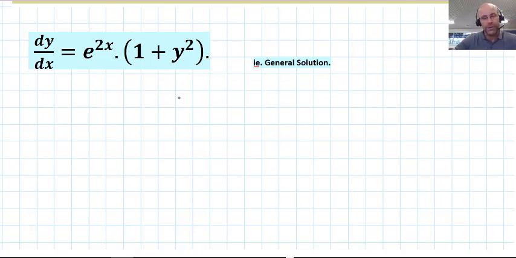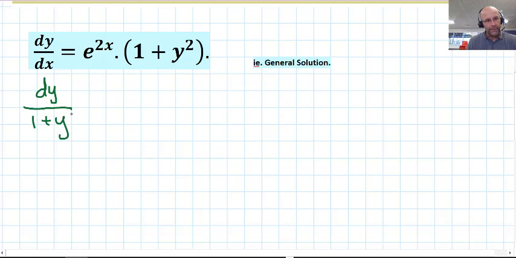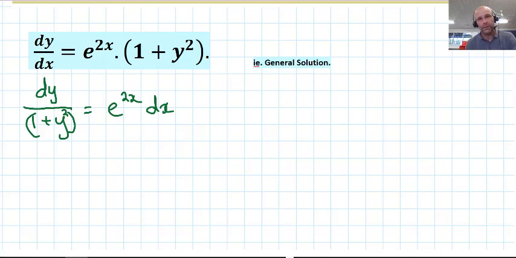The first one here is a general solution, and we have dy/dx equals e to the 2x times 1 plus y squared. This is the separation I was talking about. On one side we need to have things involving y, so we can divide both sides by 1 plus y squared, and simultaneously multiply both sides by dx. You can see we have separation of variables now, y on the left side, x on the right hand side.